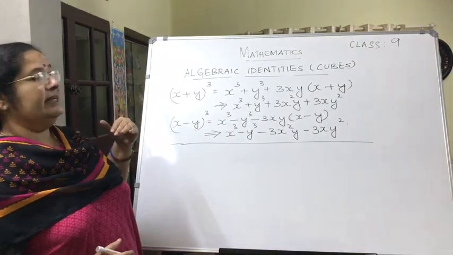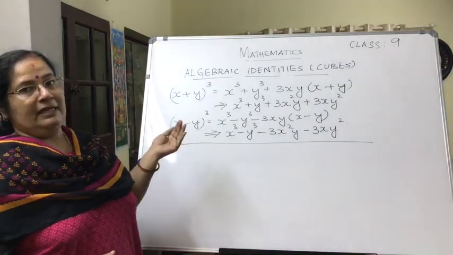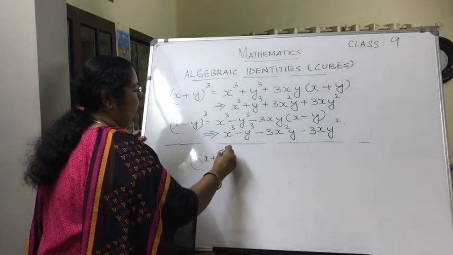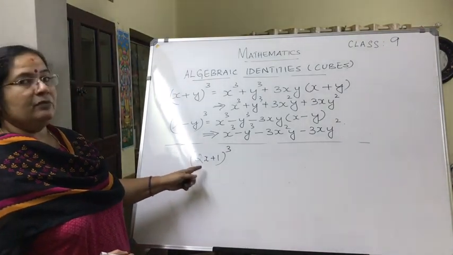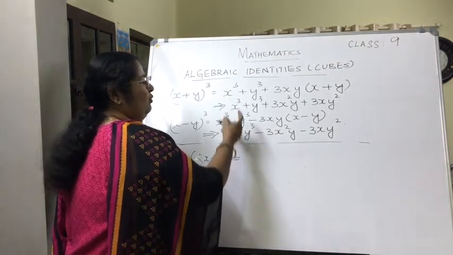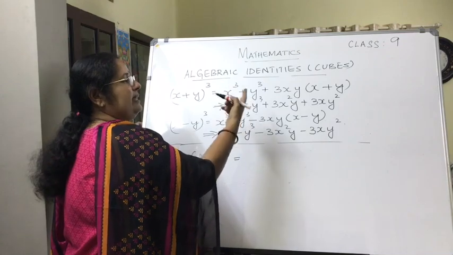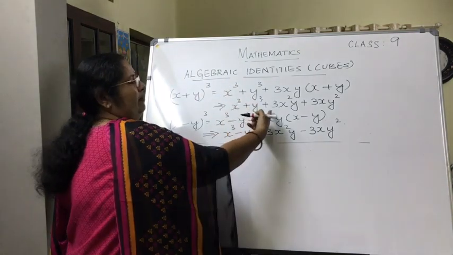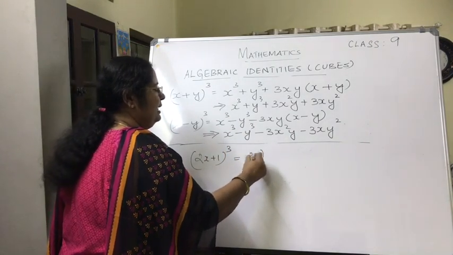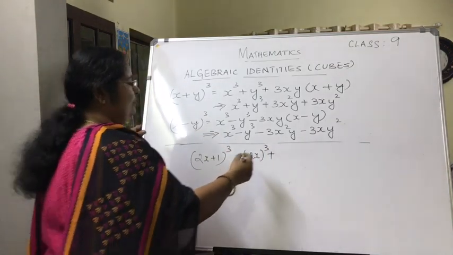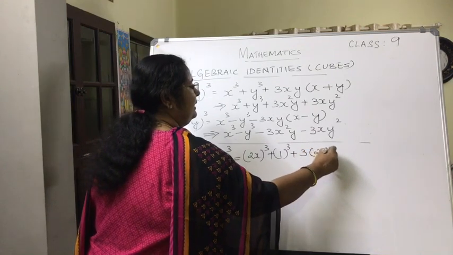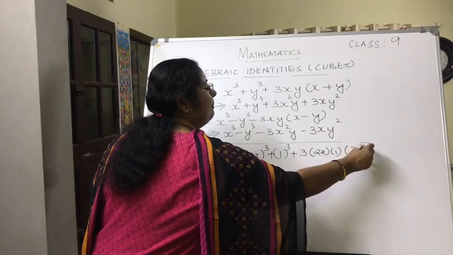Now based on this identity, let us try to expand. Let us take an example, say 2x plus 1 the whole cube. Looking at this 2x plus 1, what is our x value here? 2x. And what is our y? 1. So this will be equal to, what is the identity? X cube plus y cube plus 3xy into x plus y. Or you can use the expanded form also. So this will be equal to x cube, which means 2x the whole cube, plus our y is 1, so 1 cube, plus 3 into 2x into 1 into 2x plus 1.